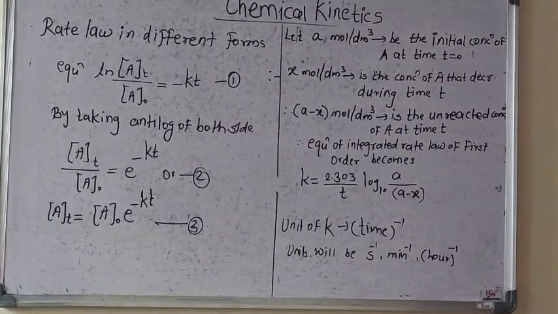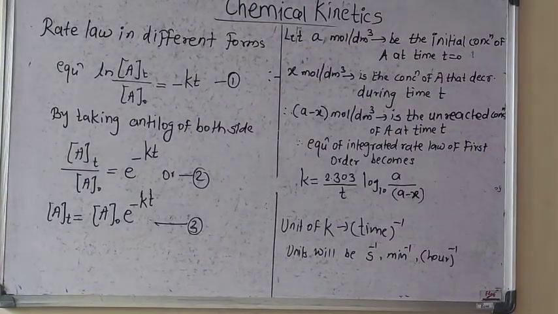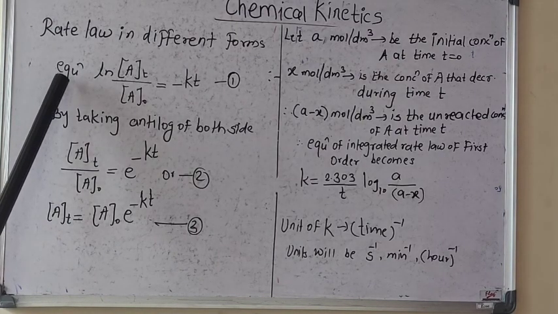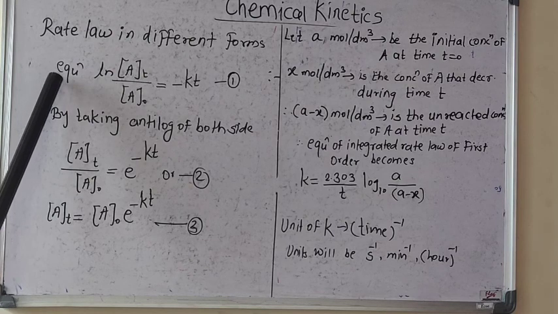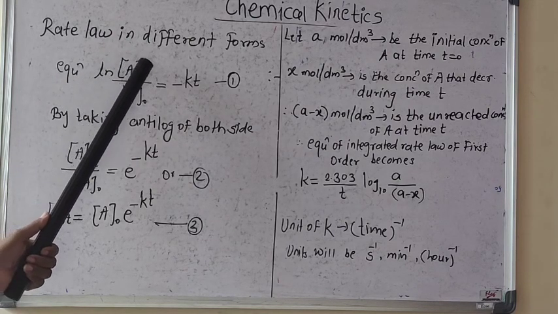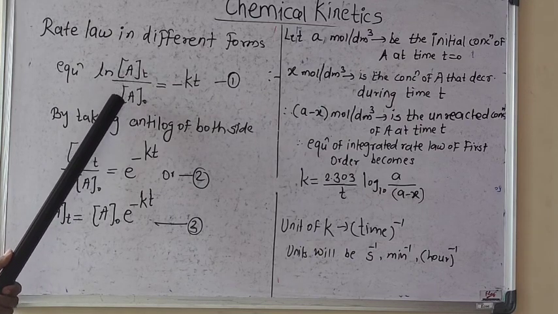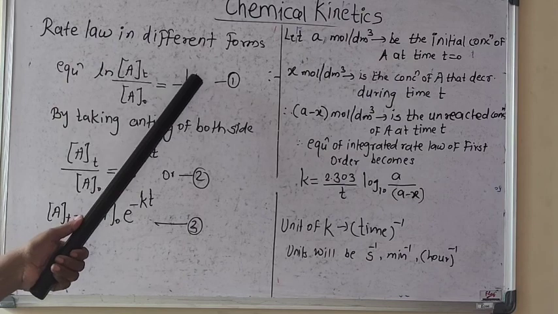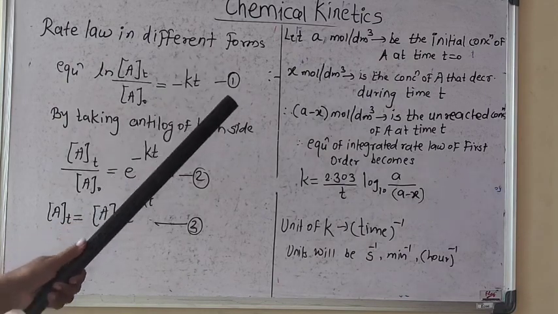Okay, so we will have the rate law in different forms. One of the equations from the integrated rate law is ln [A]t over [A]0, the molar concentration of A at time t upon the molar concentration of A initially, at time 0, is equal to minus kt. Let's call this equation 1.